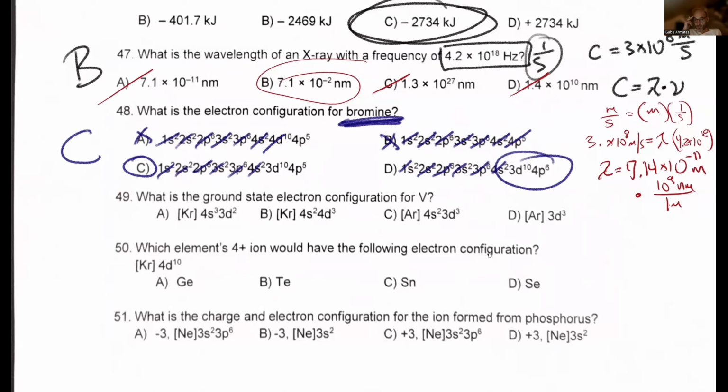What is the ground state configuration for vanadium? Okay, so if you find vanadium on your periodic table, we look and see that argon is the thing above it.